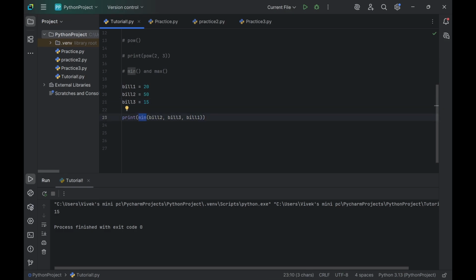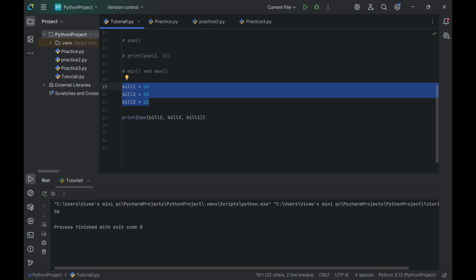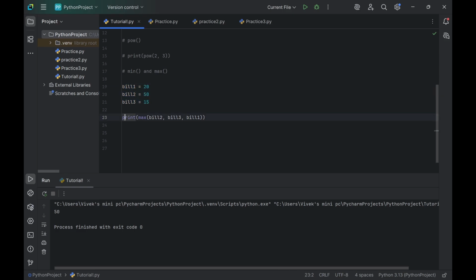And the next one is max. I just changed min to max. You guys get it, right? If I run the command, it's going to give me 50 right now because 50 is the largest number among those. So that's the max one.